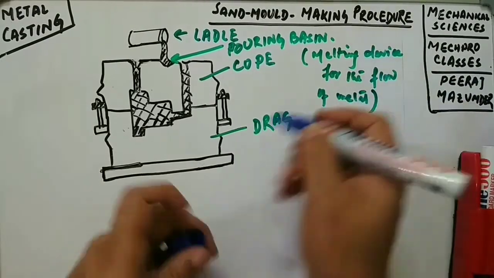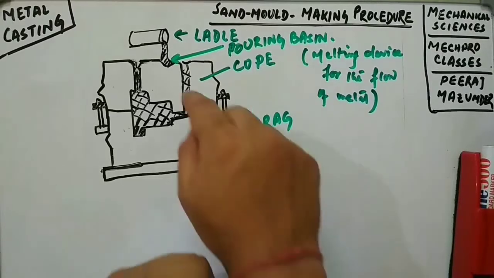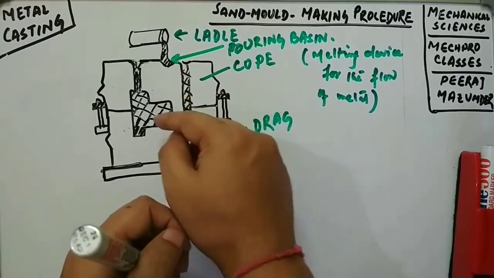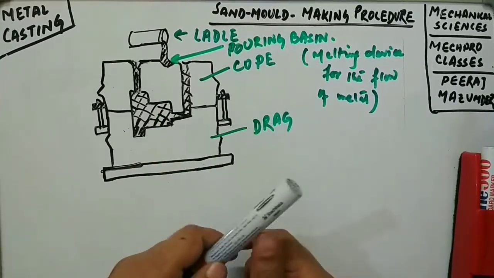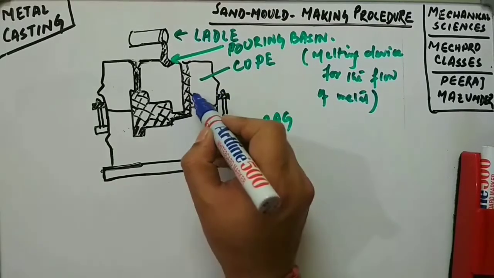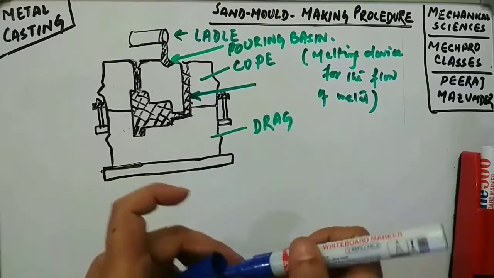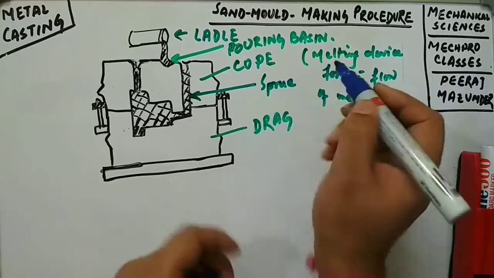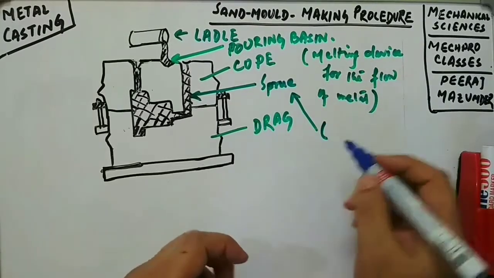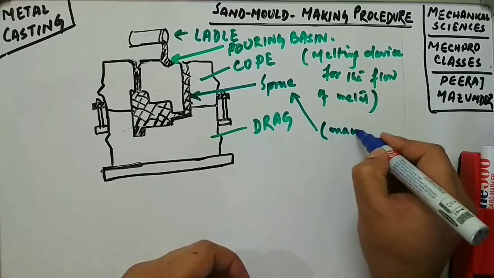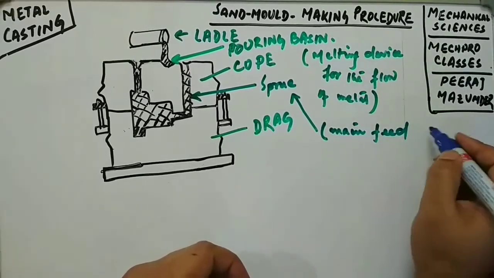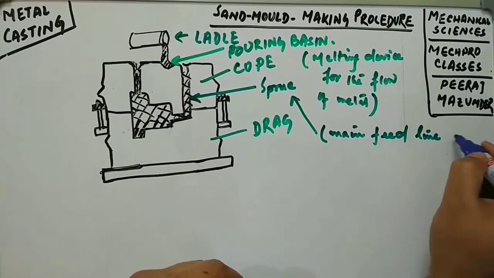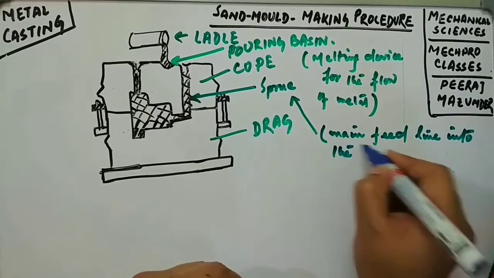Now coming to the sprue, you already know what a sprue is. The sprue is the passage through which the molten metal comes to the molding cavity after passing through the pouring basin. The sprue is this one, you can see it is a vertical structure, and it is a passage for the molten metal. For the sprue you can write a note: the sprue is the main feed line, where we feed the molten metal into the mold cavity.